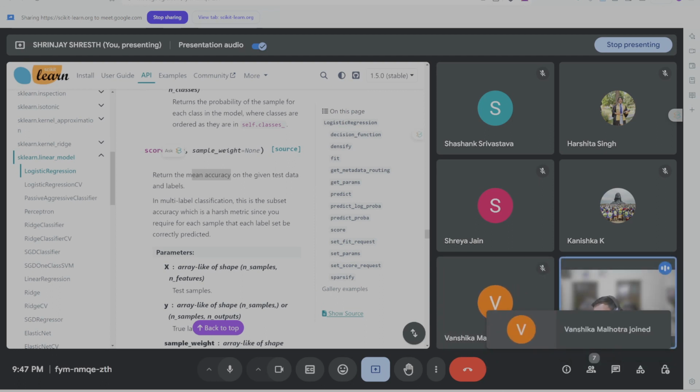Let us see what score we have. A perfect 1. A perfect 1 we are having.